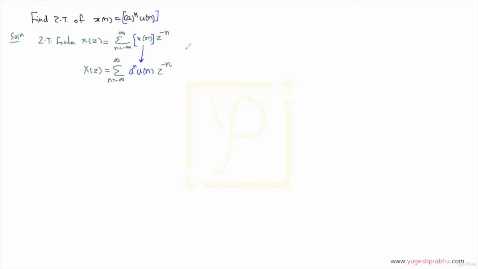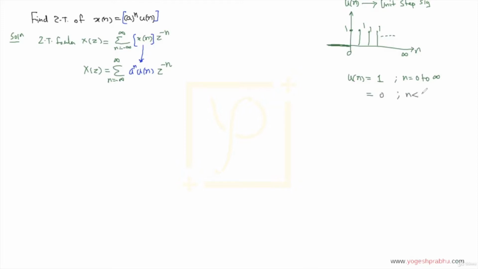Now the point that you have to understand here is when you say u of n, u of n is a unit step signal, and it's a standard signal, right? And the u of n is like this. The value of u of n is 1, 1, 1, 1 from 0 up till infinity. The value is always 1. So we can mathematically write u of n as 1 for n is equal to 0 to infinity. And notice that on the left hand side, the value of u of n is 0. So this is 0 for n less than 0.